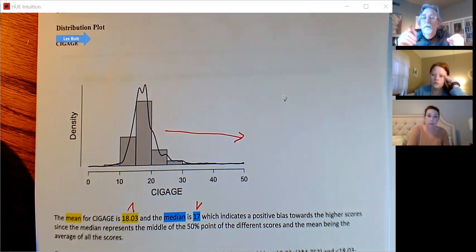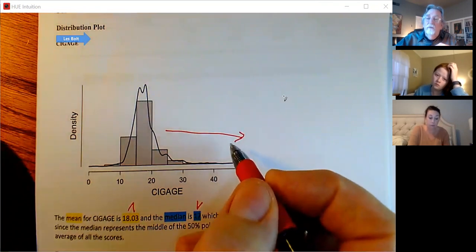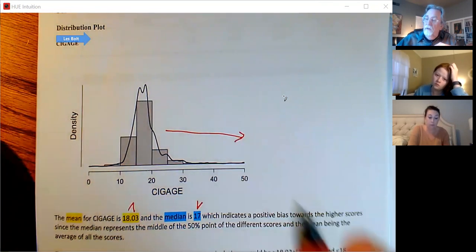And so what it typically means when the mean is higher than the median is that there are outlying cases, or cases that are significantly above the mean in one direction as opposed to the other. In this case, the outlying cases are to the right, or positive, as we would call it.